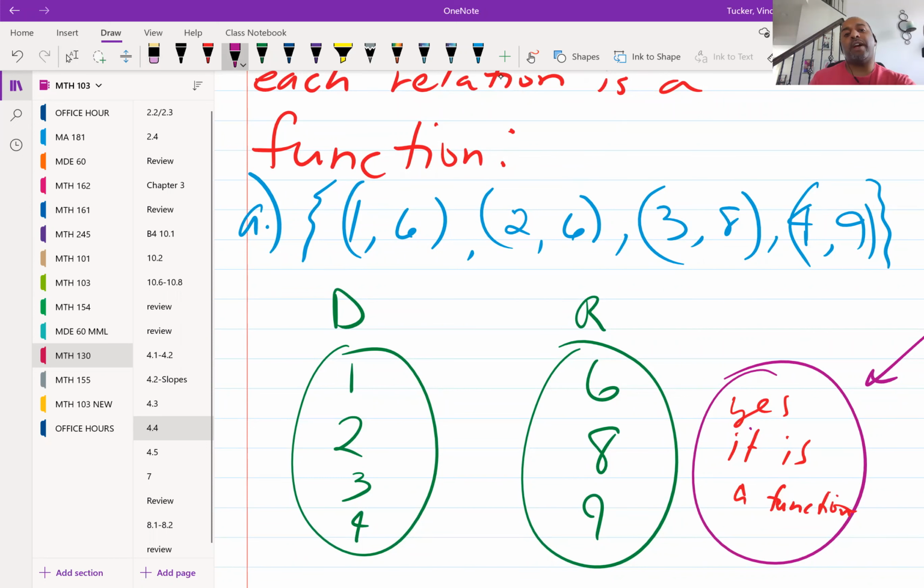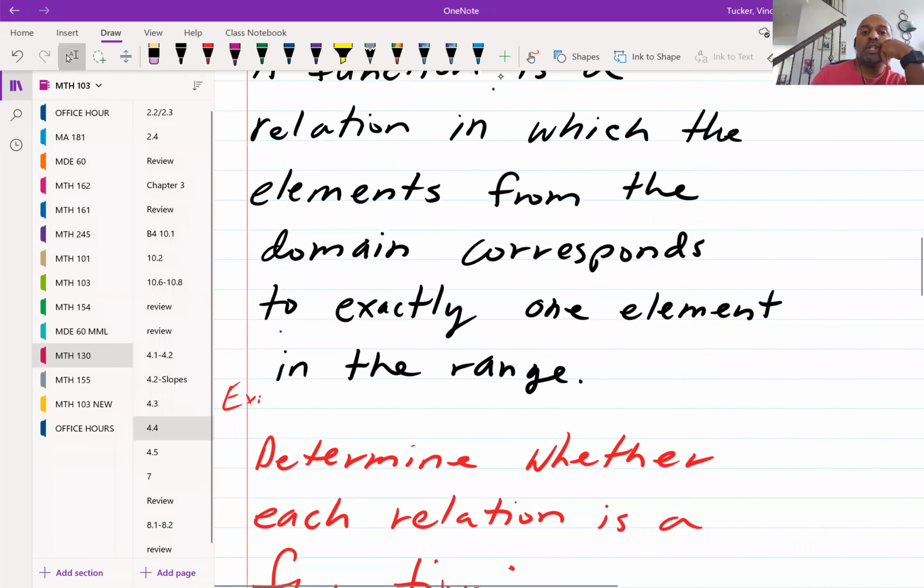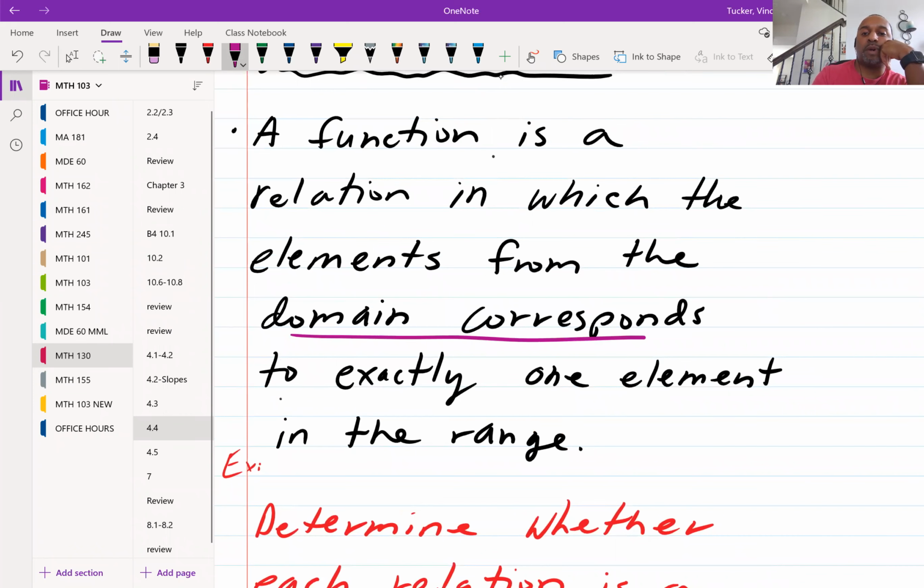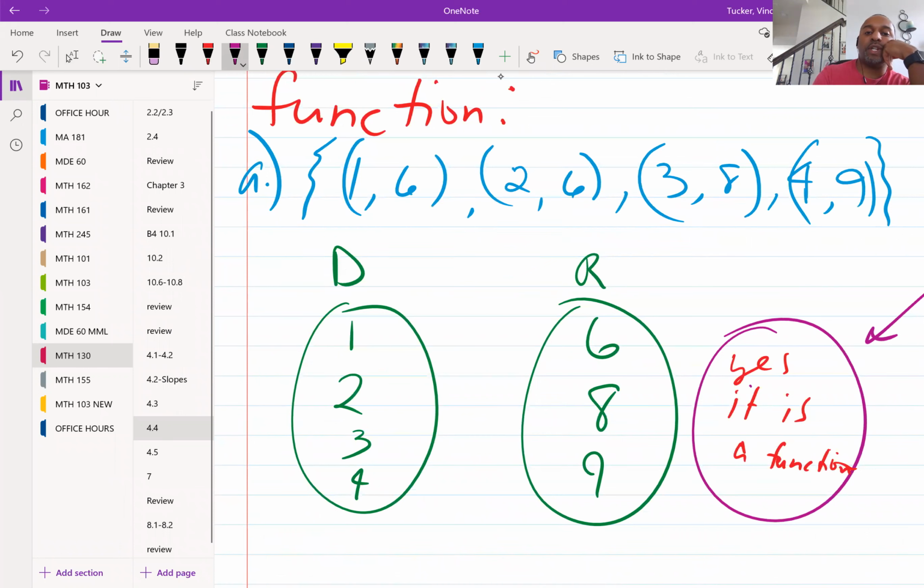All right. So now you have to ask the question for each individual domain value. What we're saying is, does the domain value correspond to exactly one element in the range? So if you can answer yes for each one of these values over here, then you have a function. So notice 1 only goes to 6. So the answer is yes. 2, even though it goes to the same number that 1 goes to, you ask yourself individually, does 2 only go to one value? The answer is yes.